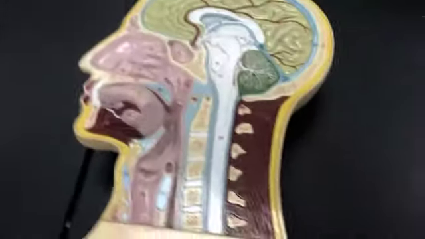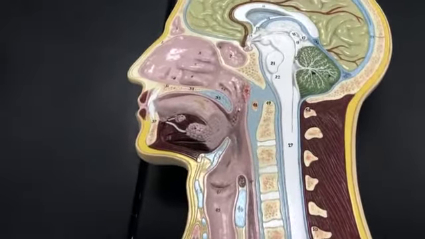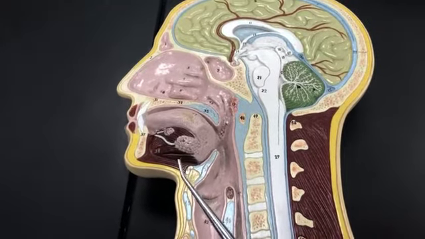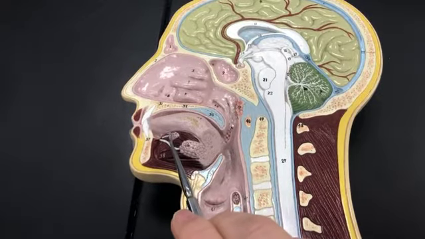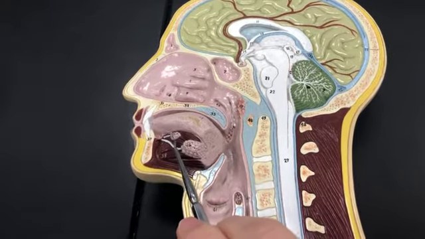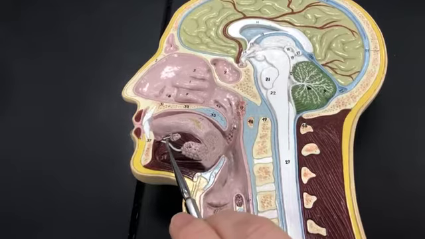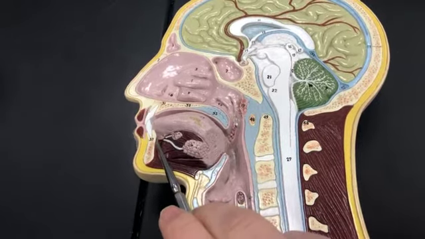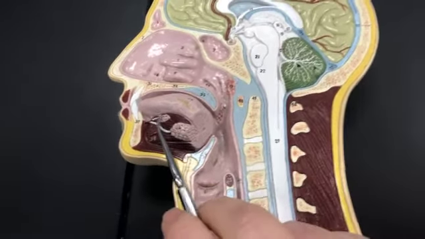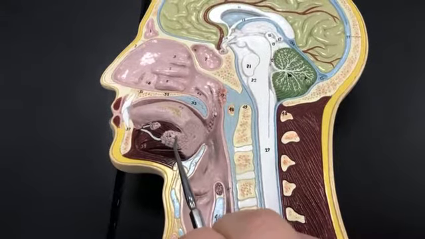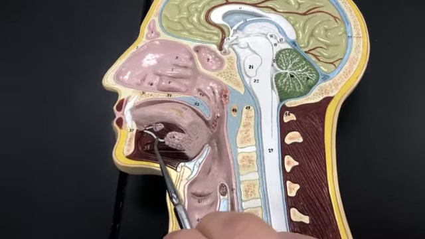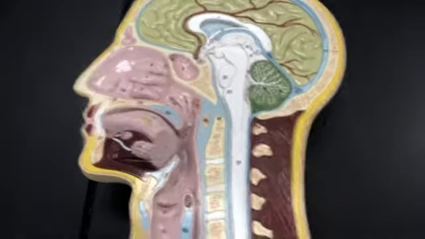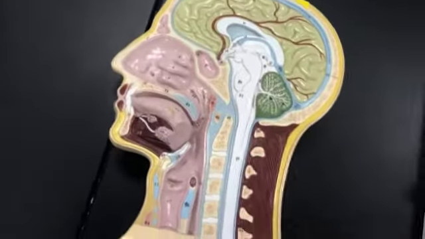Now this model shows the same things, but I like this model a little bit better because it shows the sublingual salivary gland and a duct leading saliva into the oral cavity. And this is a submandibular salivary gland. And there its duct leads saliva into the oral cavity underneath the tongue.